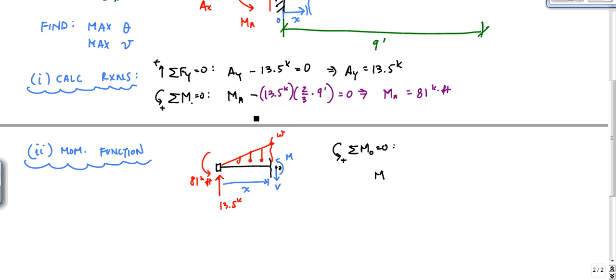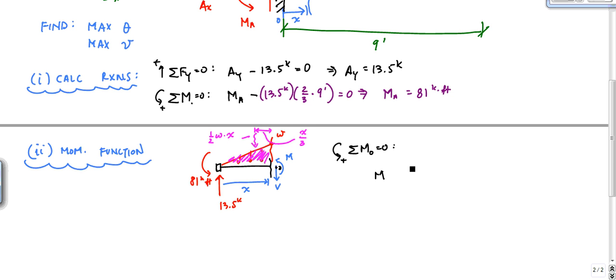Let me calculate the resultant of this. Let me use purple here. This resultant right here is 1/2 w times x, and it has a distance from the cut of x over 3.